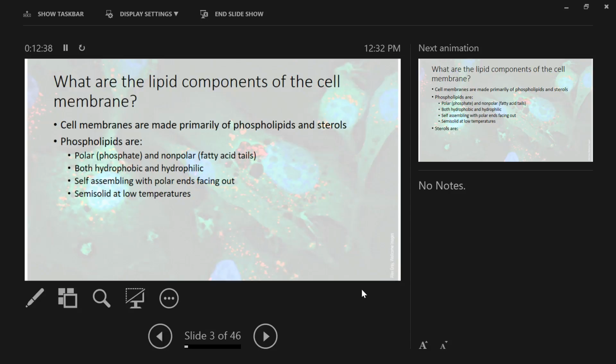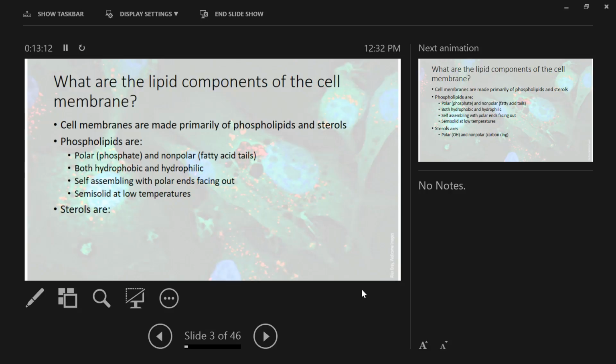Now, at low temperatures, this becomes semi-solid. What we mean by semi-solid is that it's solid, like a solid object, having a constant volume and constant shape, but there's some flexibility within there. Things can move around within it, but it maintains a constant volume and a constant shape. And then as you heat membranes up, they get far more fluid-like, behaving a lot more like liquids, with a constant volume but a variable shape.